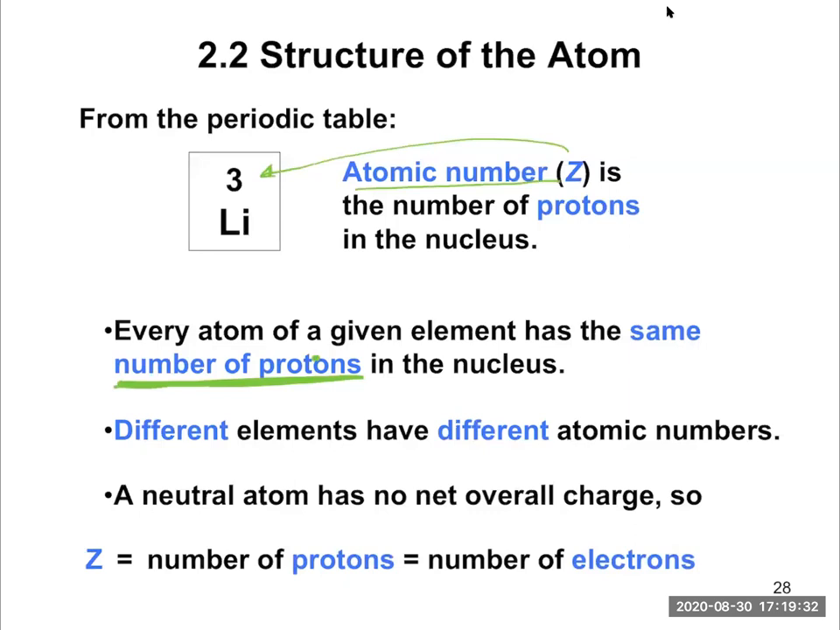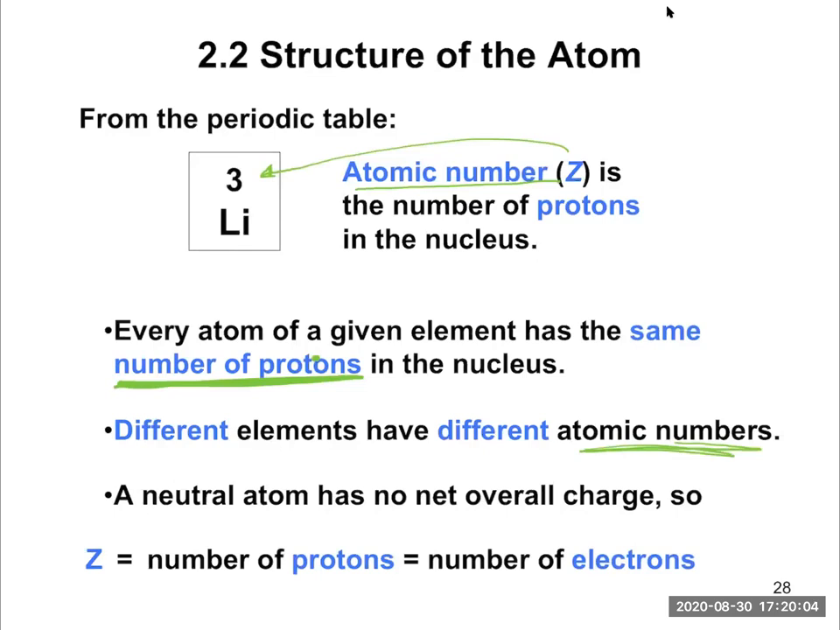isotopes. Isotopes are atoms of an element that have the same number of protons but a different number of neutrons. So what this is basically saying is that if you're talking about lithium, it will always be the same number of protons. That's never going to change. Different elements have different atomic numbers because every element has a specific number of protons. So remember, protons equals atomic number.